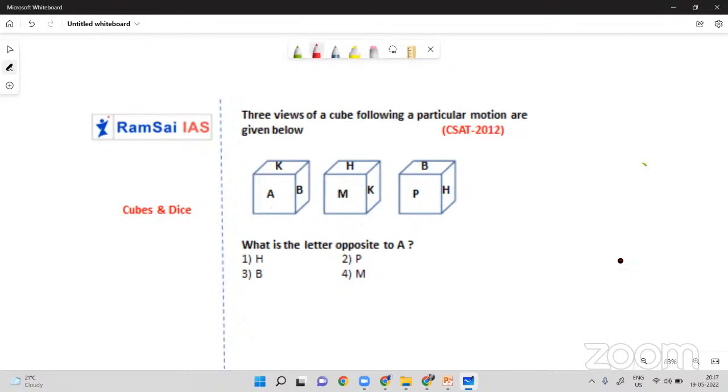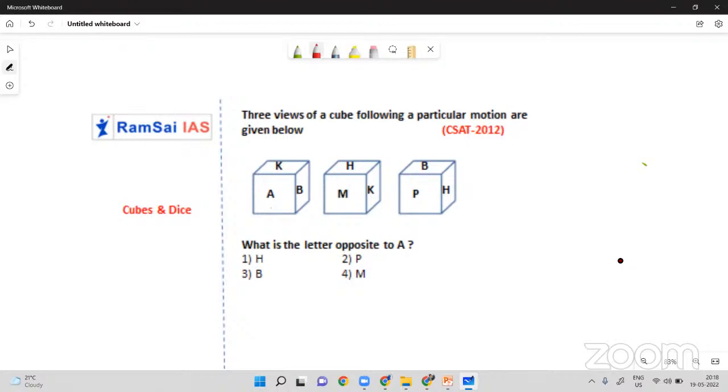Guys, wait. The elimination method is okay, or 50-50. You can eliminate B and K to find the opposite face of A. But still, you will remain with two more options, and that will be difficult for you. In that case, I am going to tell you one simple trick. Why can't you follow that? It will be easier than the elimination method.